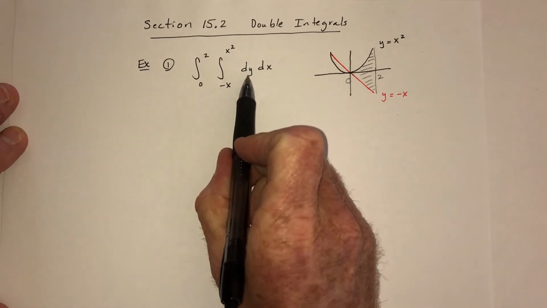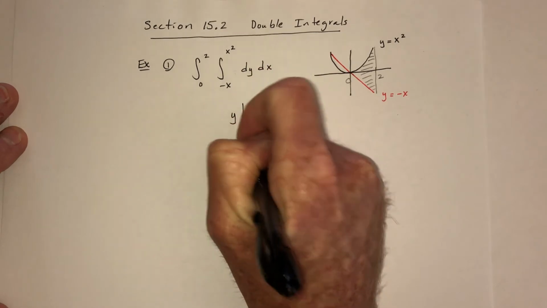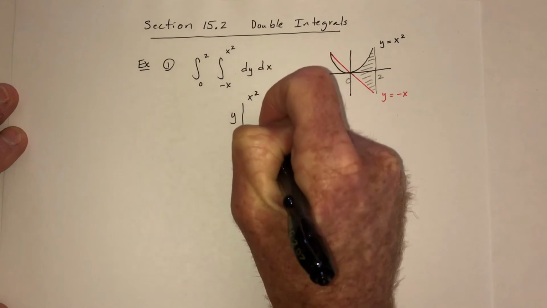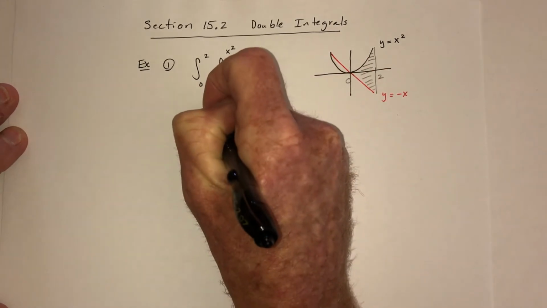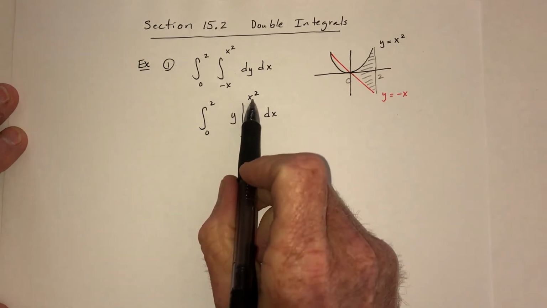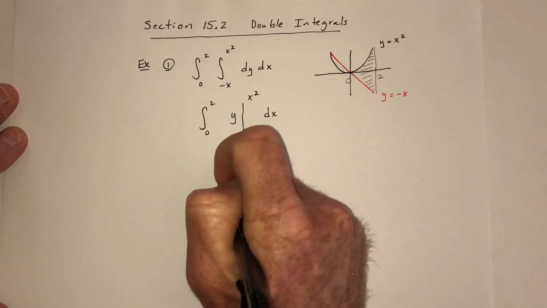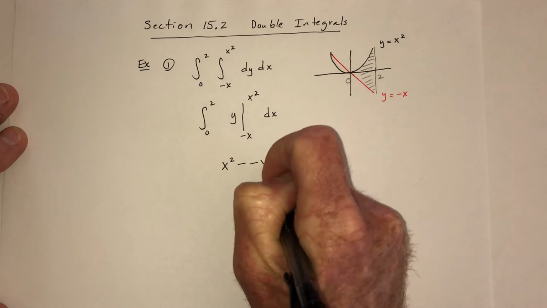And now to actually find it. So when you integrate dy, that just becomes y, and then evaluate that from negative x to x squared. And then later we'll do integration with respect to x. So substitute this in, so it's gonna be x squared and then minus this. So x squared minus negative x.